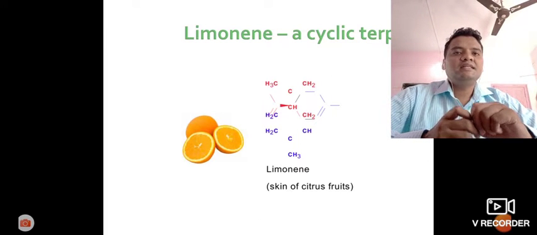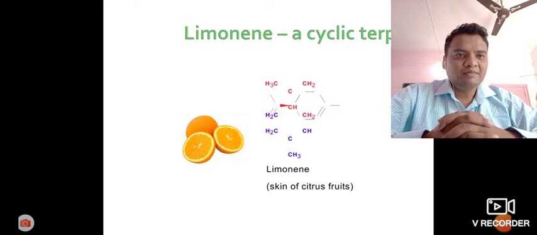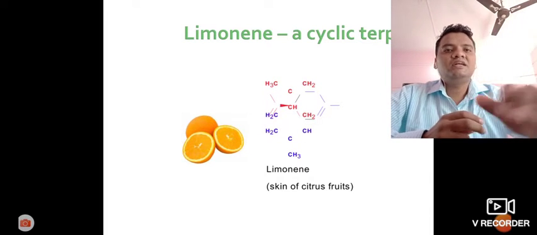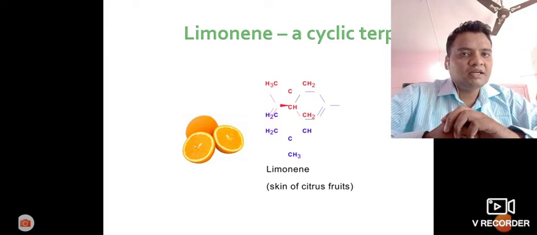This is another example, limonene, which is obtained from the simple lemon. We all know the lemon, and it is obtained from the lemon. It contains a certain number of carbon atoms, which you have to note down.